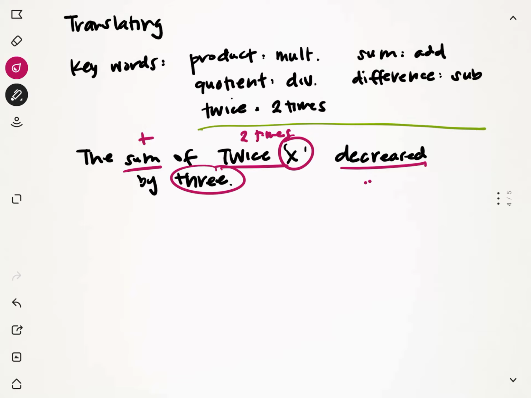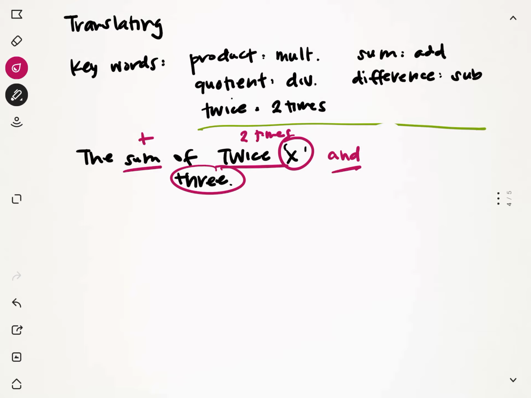Oh, sorry, I messed this up. Let's go back. In fact, let's just erase it. Let's erase the decreased by, sorry. Here we go. And let's reword this. Sum of twice x and 3.